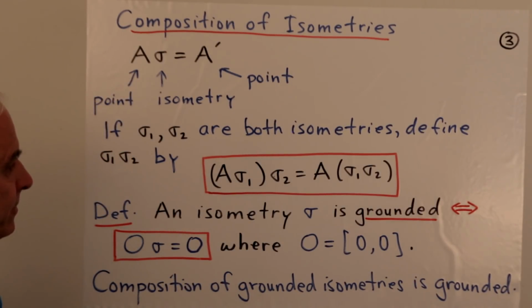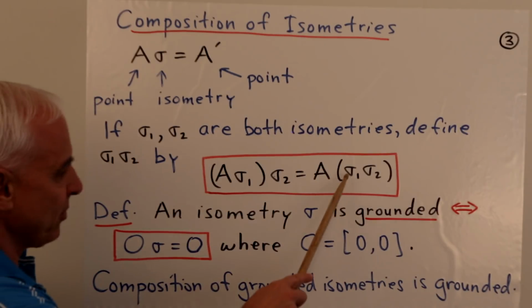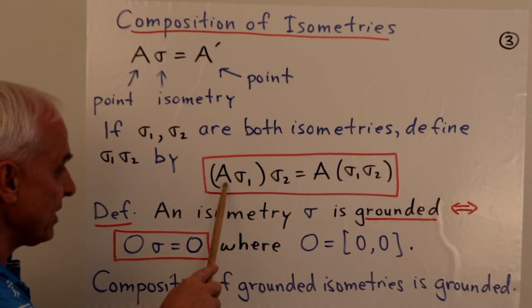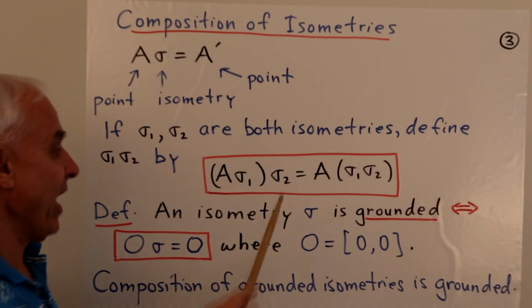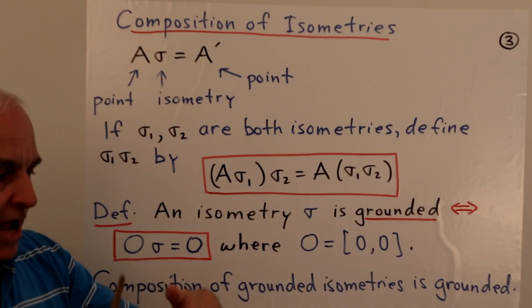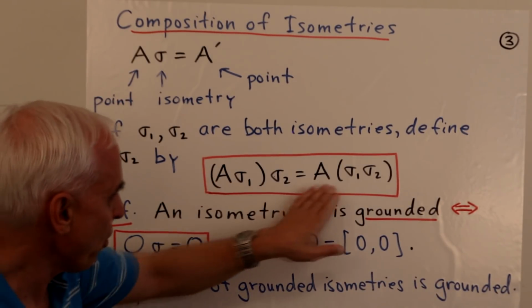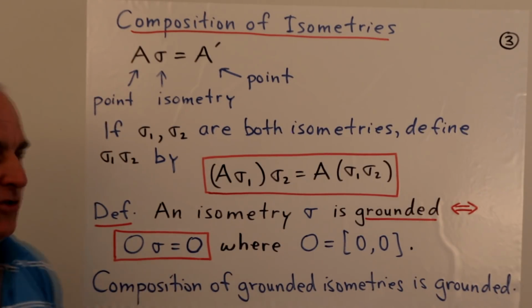Now if we have 2 isometries, say sigma 1 and sigma 2, then we can define their product according to the following rule, that the way a product acts on a point A is simply to take the point A and act on it by sigma 1 first, and then act on that by sigma 2. So there's actually no change in order here, we're just changing where the brackets go. That makes it easier to remember.